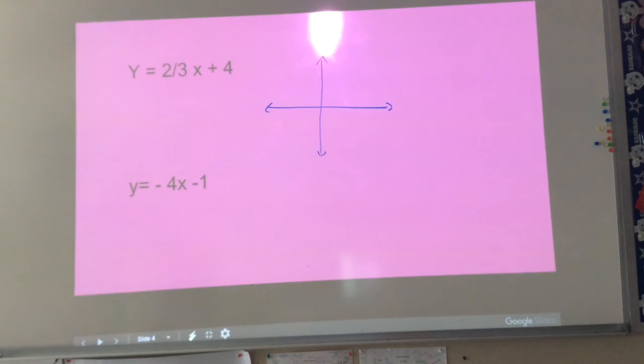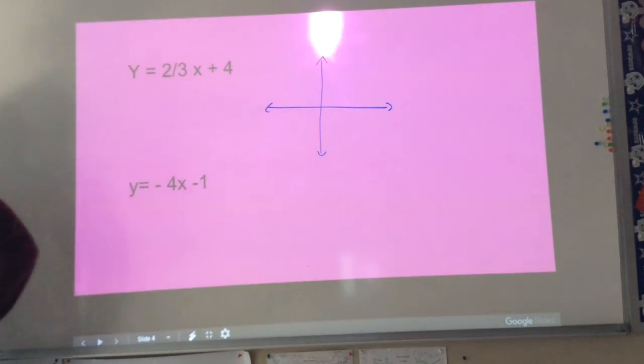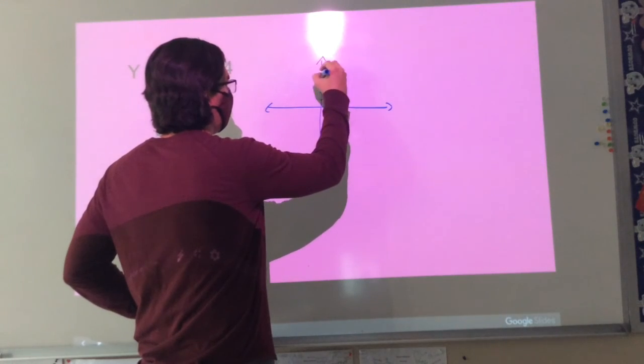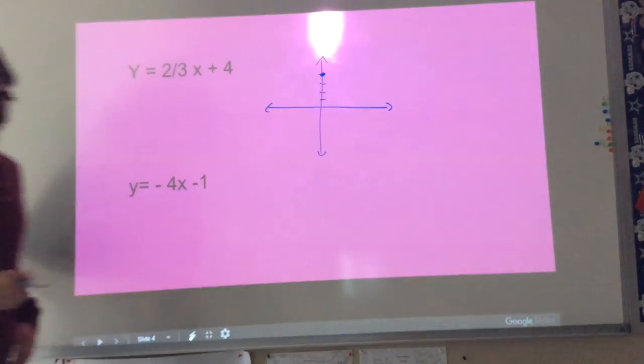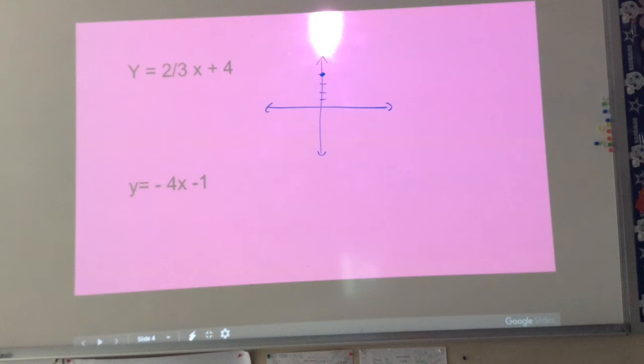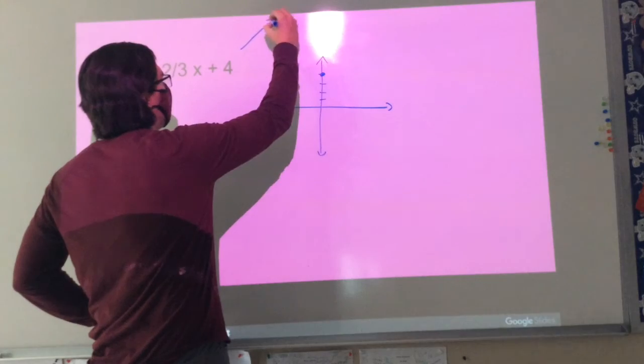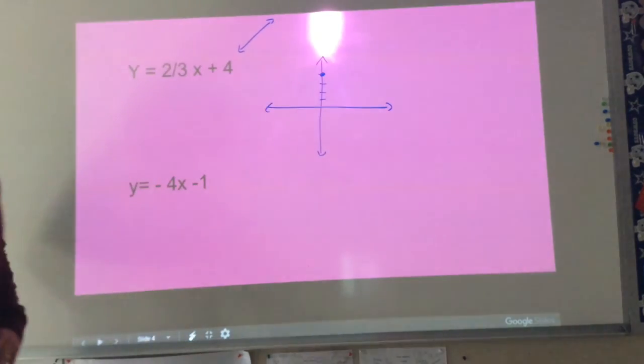Where should I start this line? Brian. Okay, so what number is my y-intercept? 4. So I'll go 1, 2, 3, 4. Is everybody okay with me having a point there at 0, 4? Now, is my slope positive or negative? Positive, which means that my line should look something like this when I'm done. Can we agree with that?